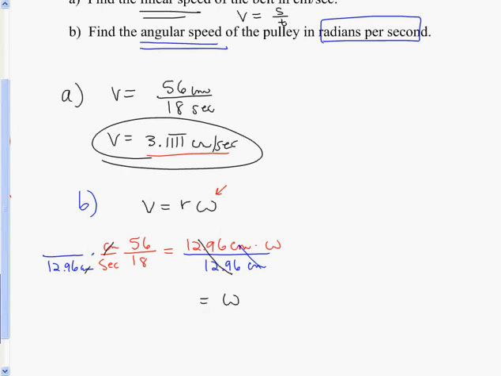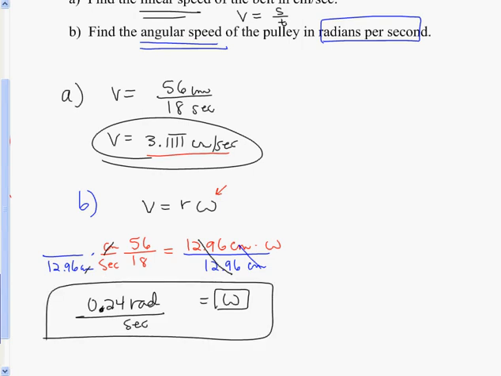I've got 56 divided by 12.96 divided by 18. Anything on the bottom you hit divided by. Anything on the top you hit times. So that's 0.24. That's a decimal. 0.24005. This is angular velocity. Those radians are floating out there. These are radians per second. So I picked up radians when I needed them. We're going to survive. We're going to make it.